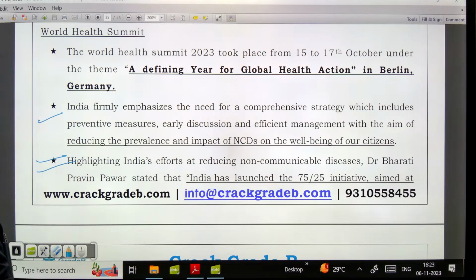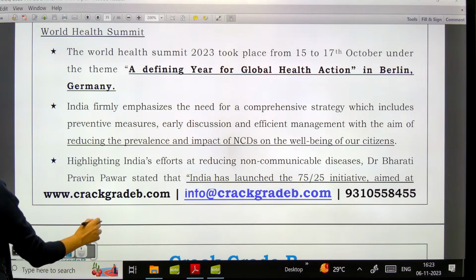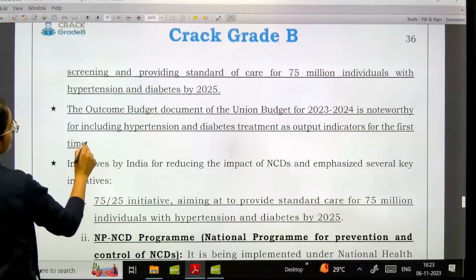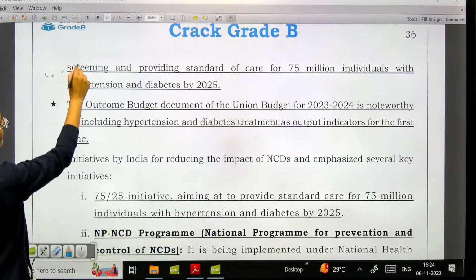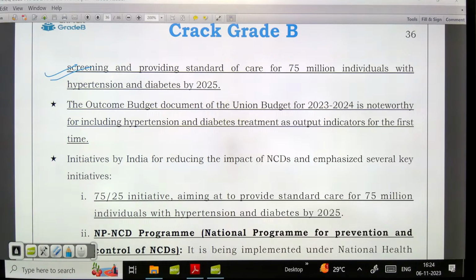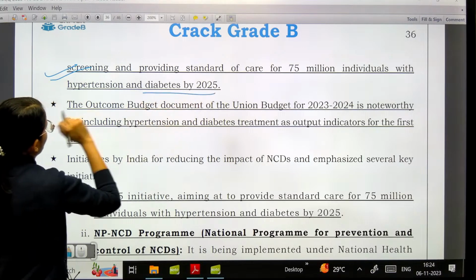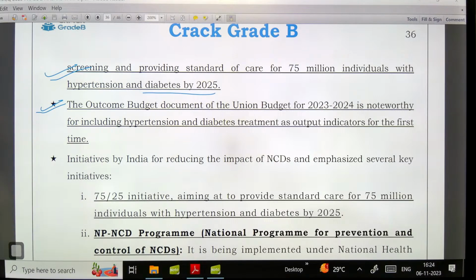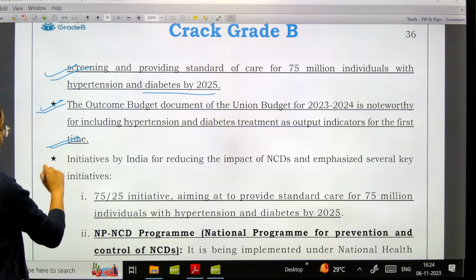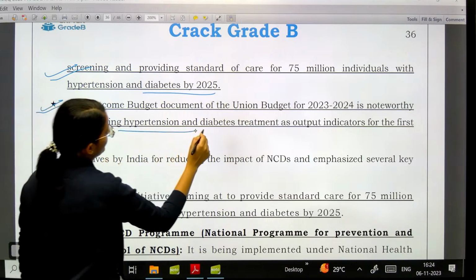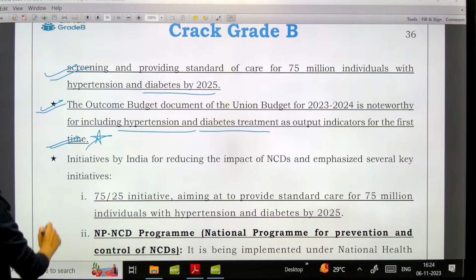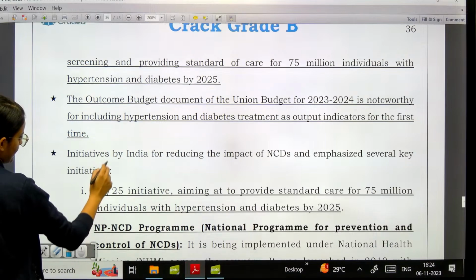so India has also launched the 75-25 initiative. This is a screening and providing standard of care for 75 million individuals with hypertension and diabetes by 2025. The outcome budget document of 2023-24 is noteworthy for including hypertension and diabetes treatment as output indicators. Okay, for the first time these two will work as output indicators. What are the other initiatives by India for reducing the impact of non-communicable diseases?